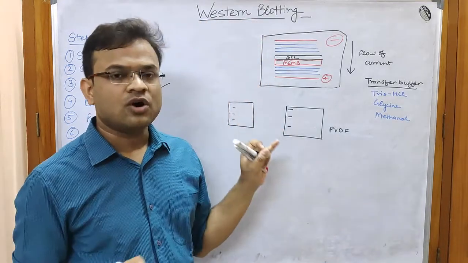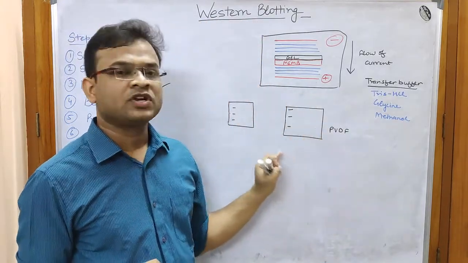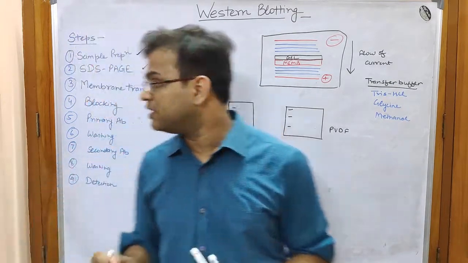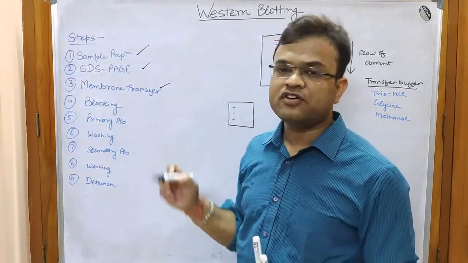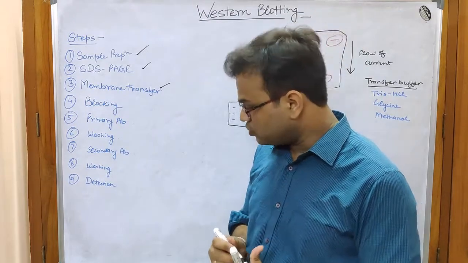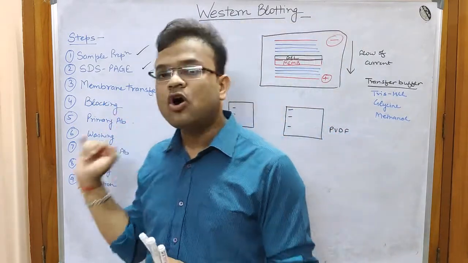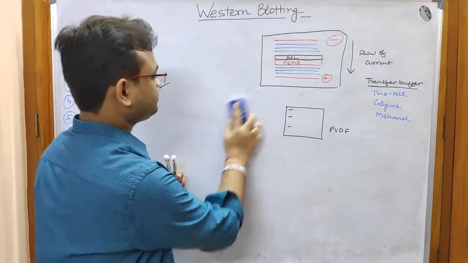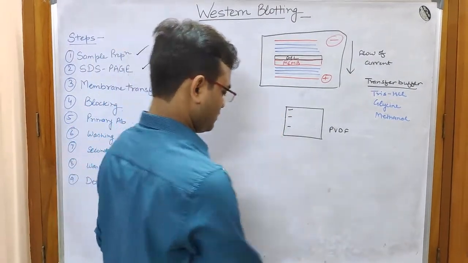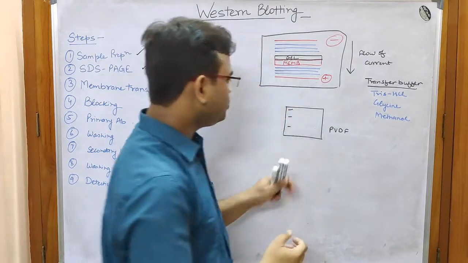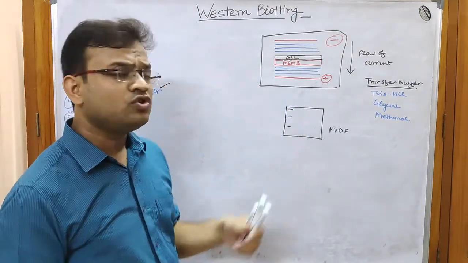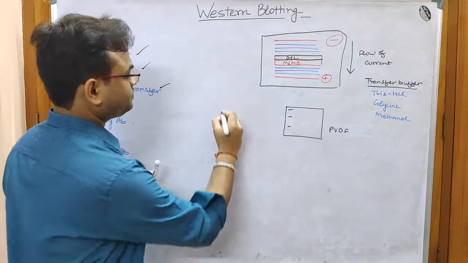So we have now transferred our protein from the gel to the nitrocellulose membrane. So membrane transfer is over. Now what we need to do is block our membrane. Let me rub this out. So you have your PVDF membrane here. Now you have to go for blocking.